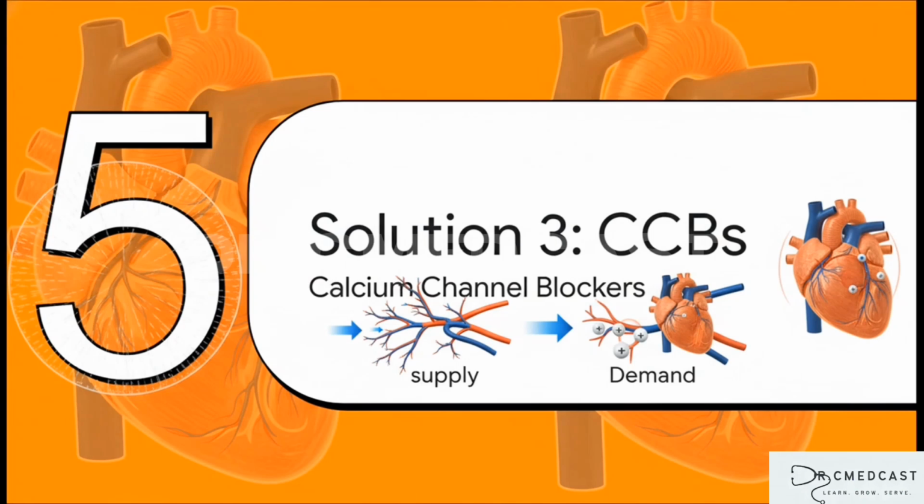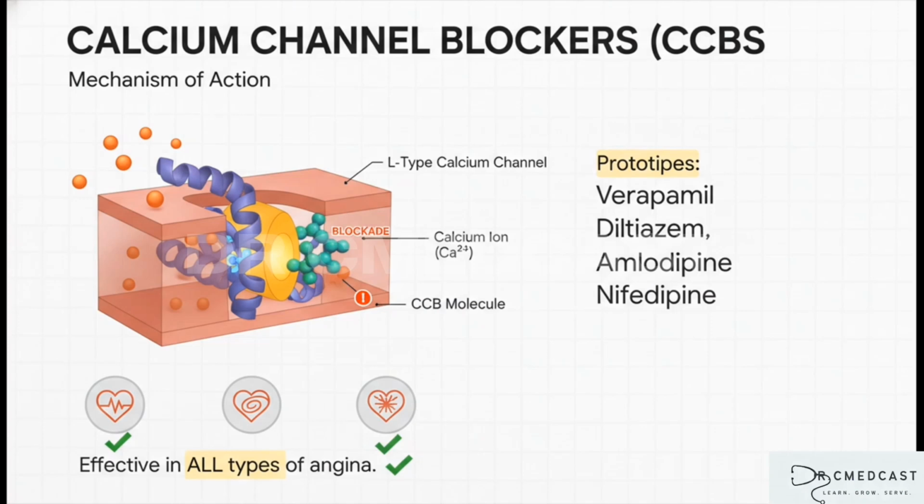Time for our third major drug class, the calcium channel blockers. These offer yet another unique approach. And they're really powerful because they hit both sides of that supply and demand equation. Calcium channel blockers, or CCBs, are a pretty versatile group. They work by blocking calcium channels in the smooth muscle of blood vessels and also in the heart muscle itself. And because of that, they're actually effective in all three types of angina.